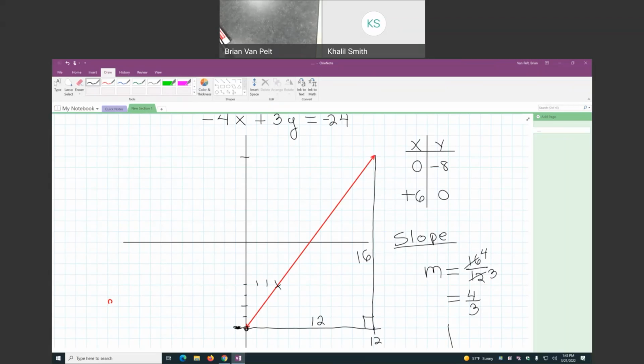So it's all rise versus run. Have you heard that before? M, the famous letter M, rise divided by run. How much it goes up divided by how much it goes over. Okay, vertical on top, horizontal on the bottom.